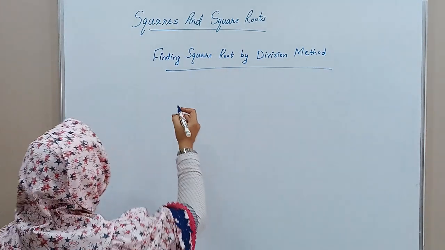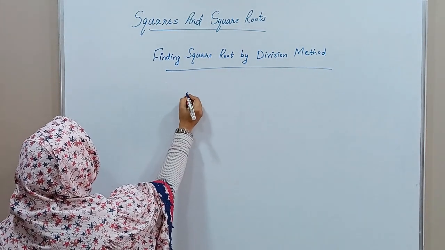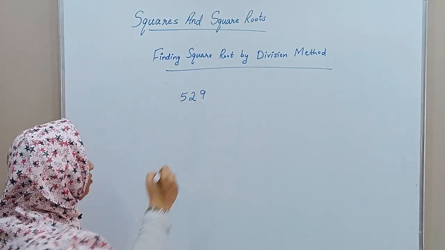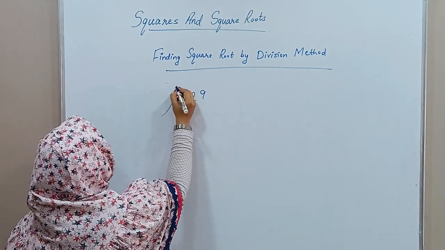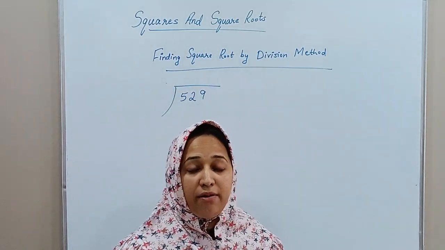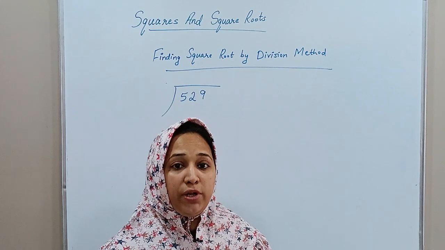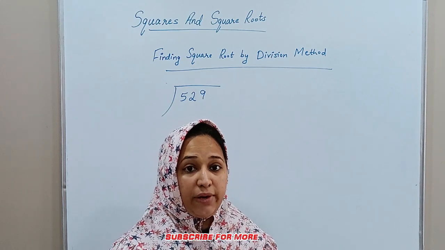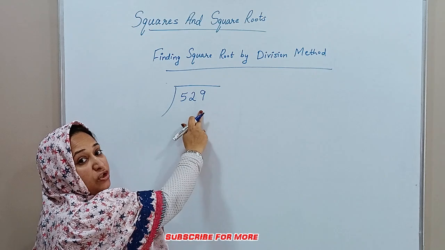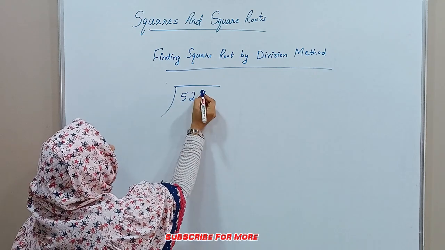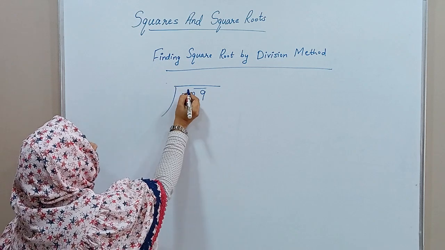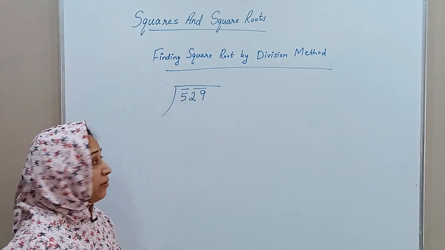Suppose we have a number 529, and we have to find out the square root of 529 by the division method. There are certain steps you have to follow. The first step says to make pairs of the digits starting from the unit place, that is, starting from the right. So 9 is the first digit at the ones place. We have to make pairs of 2. So 29 will make a pair and 5 will be a single digit.